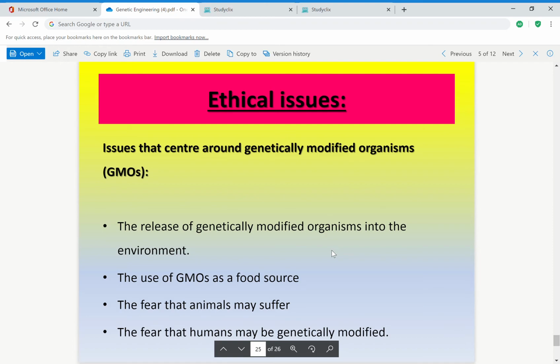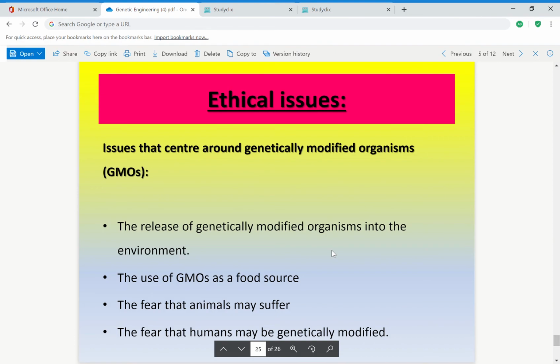There's a few others there. The use of GMOs as a food source is an ethical issue. The fear that animals may suffer, of course, is ethical. And the fear that humans may be genetically modified is another consideration. In general, these things have to pass ethical approval before they're allowed.